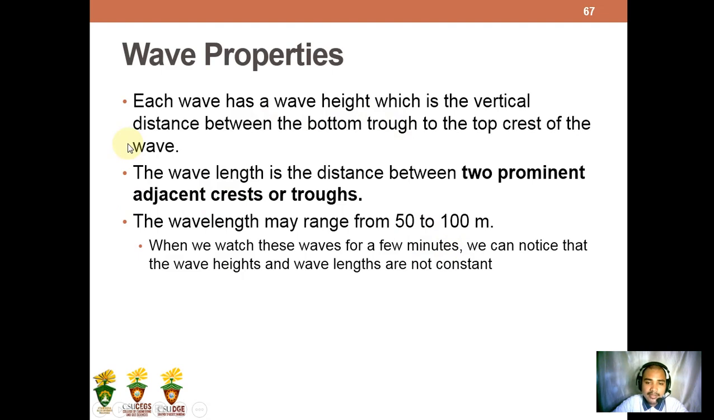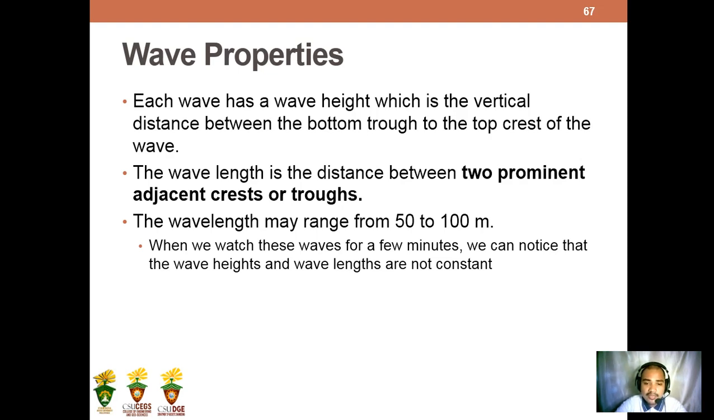The wavelength is the distance between two prominent adjacent crests or troughs. Two crests side by side, that's what we call the wavelength. Or you can also say that two adjacent troughs can be a wavelength. And the wavelength may range from 50 to 100 meters. Imagine that, that long is the wavelength in the oceans.